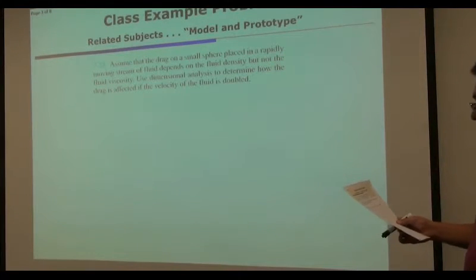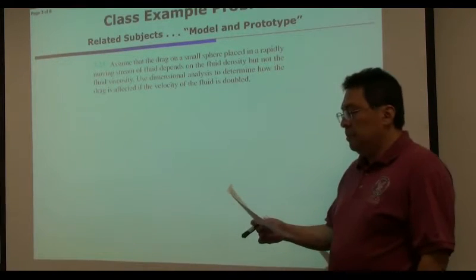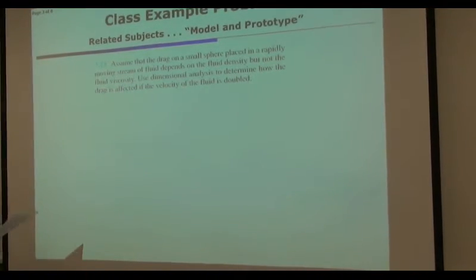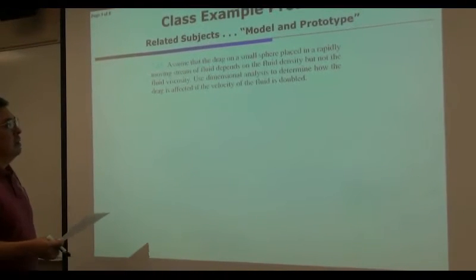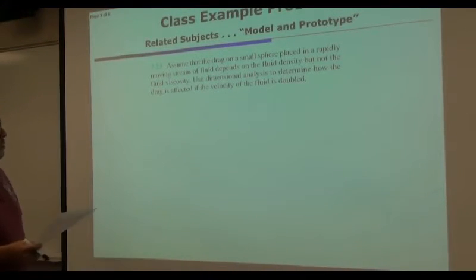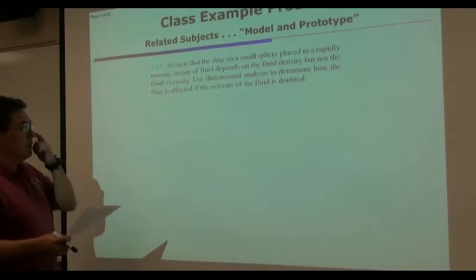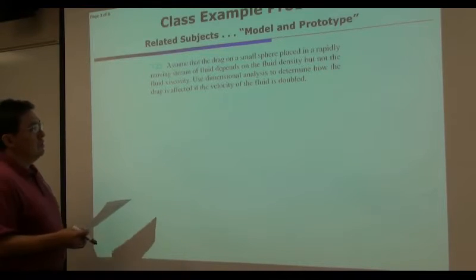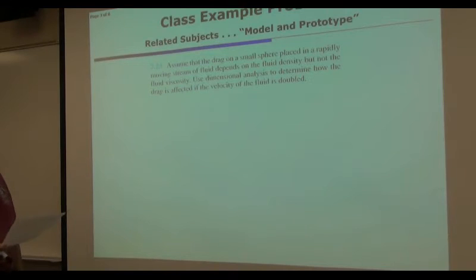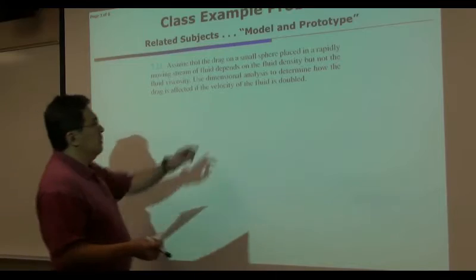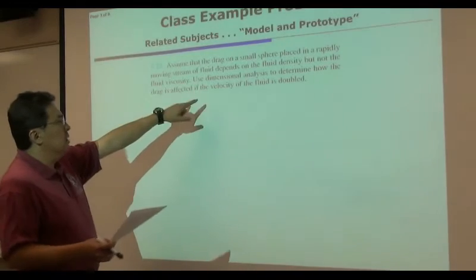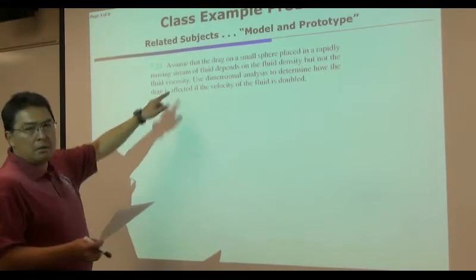Okay, let's take a look at class example problem unit E2, page 3. Assume that the drag on a small sphere placed in a rapidly moving stream of fluid depends on the fluid density but not the fluid viscosity. Use dimensional analysis to determine how the drag is affected if the velocity of the fluid is doubled. So the question is, if you increase the velocity of the fluid to double, so twice as much velocity, how much increase do you have on drag?